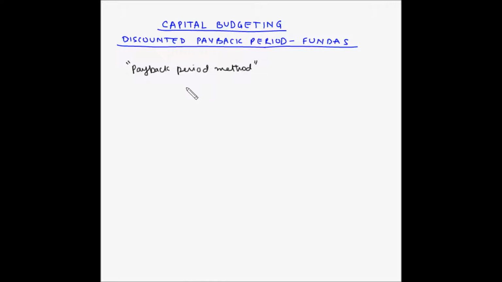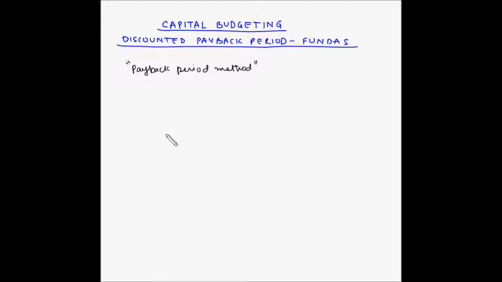This method is used to rank projects and to decide whether or not they should be accepted for inclusion in the capital budgets. Now, one of the drawbacks of the payback period method is that it does not consider the cost of capital used to undertake the project. In other words, it does not discount the cash flows for calculating the payback period.